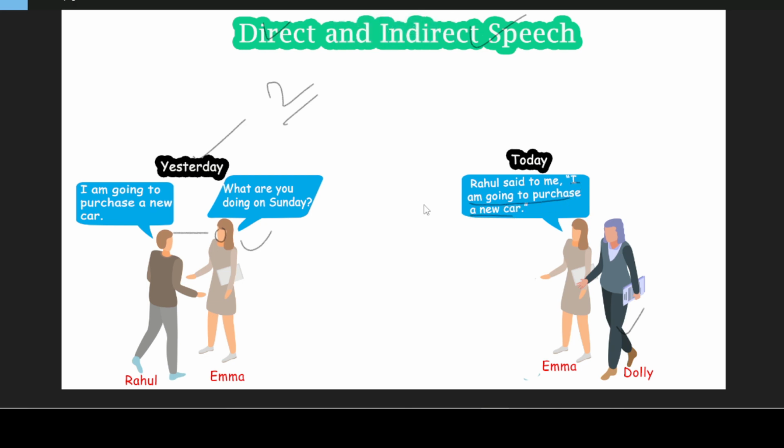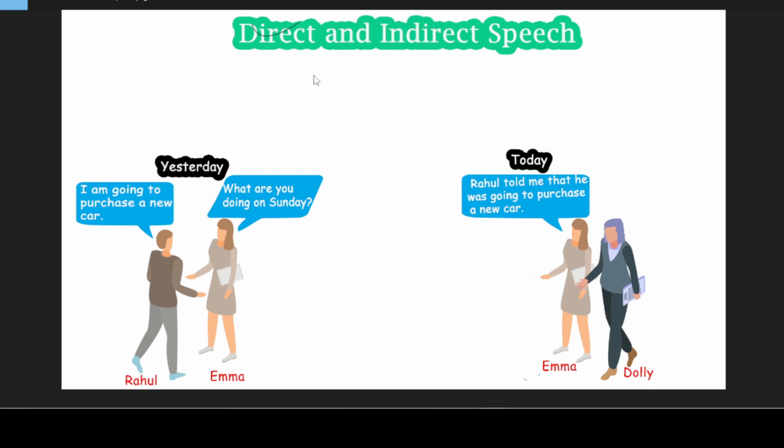So the same words which were said by Rahul yesterday, I'm going to purchase a new car, same words she told to Dolly, and she passed it to Dolly. That is direct speech. Meaning to say, whenever anybody quotes the exact words said by someone, that is called direct speech. So here we have used inverted commas, comma, then inverted commas, and in the end we have closed inverted commas. It means we have quoted. Generally we write some quotations which are in the same form. Same way, this character Emma is quoting the words of Rahul, so that's why she is using quoted or inverted commas.